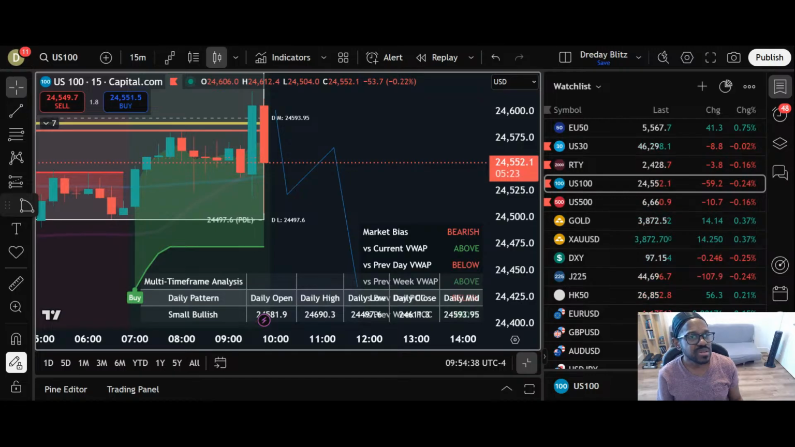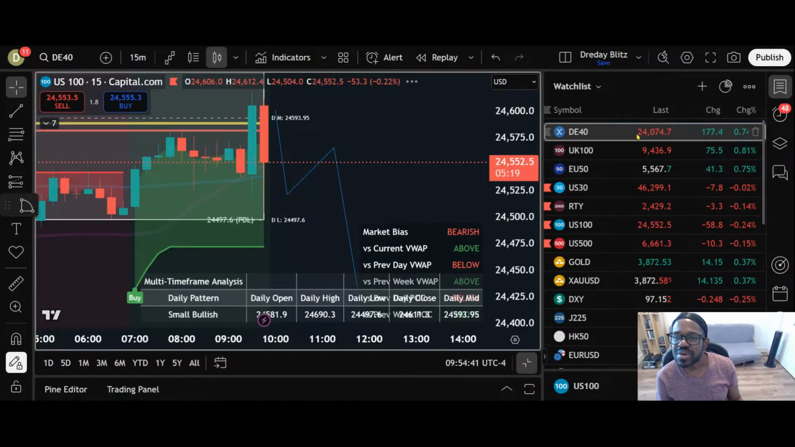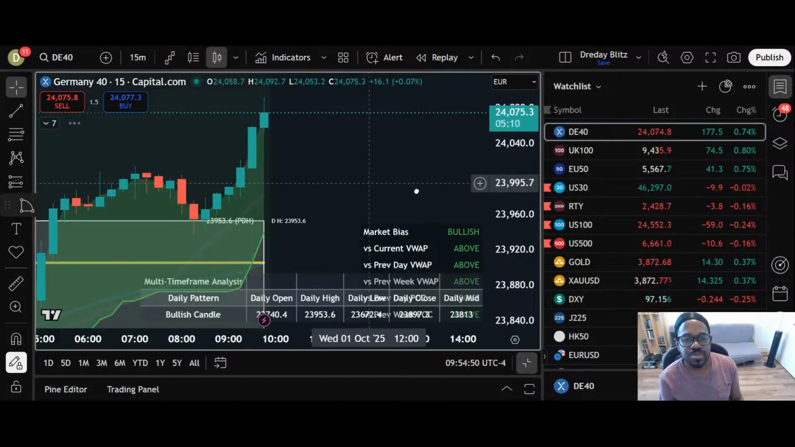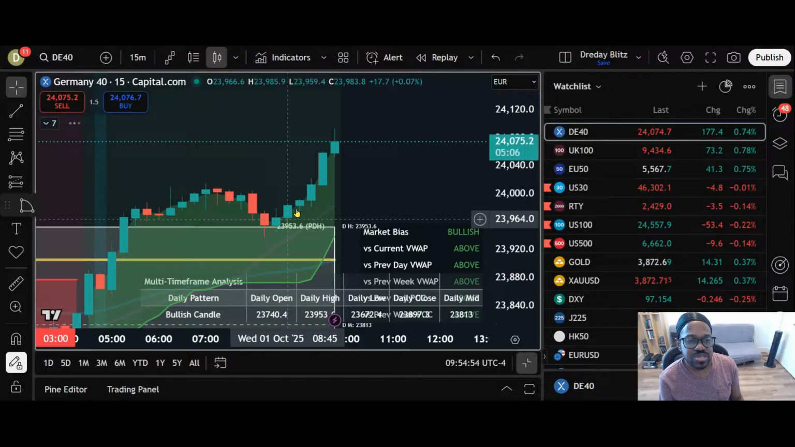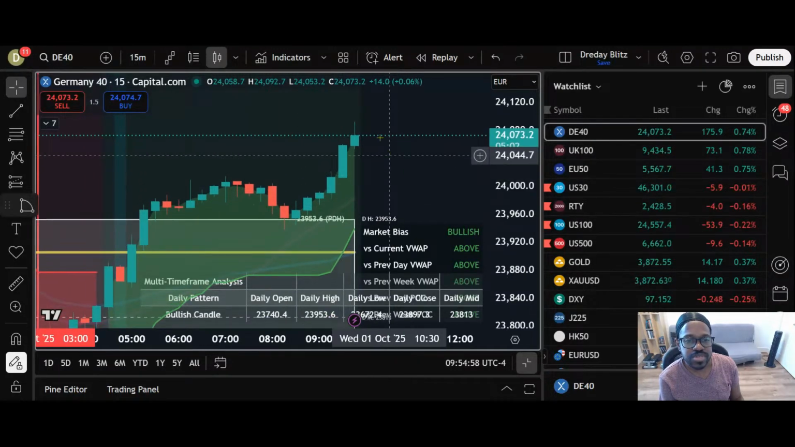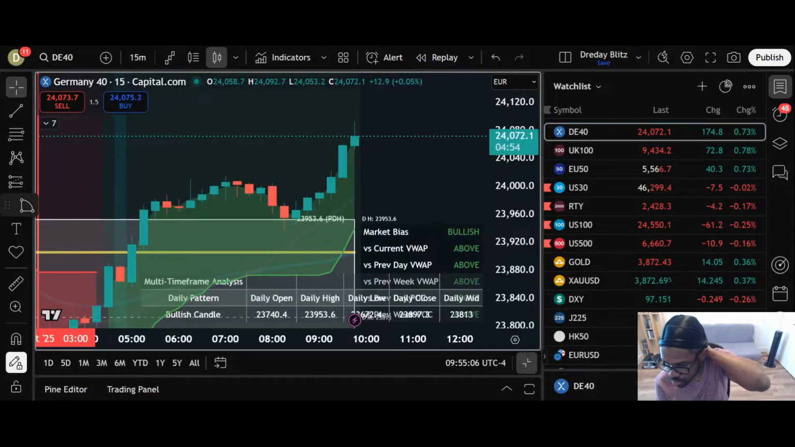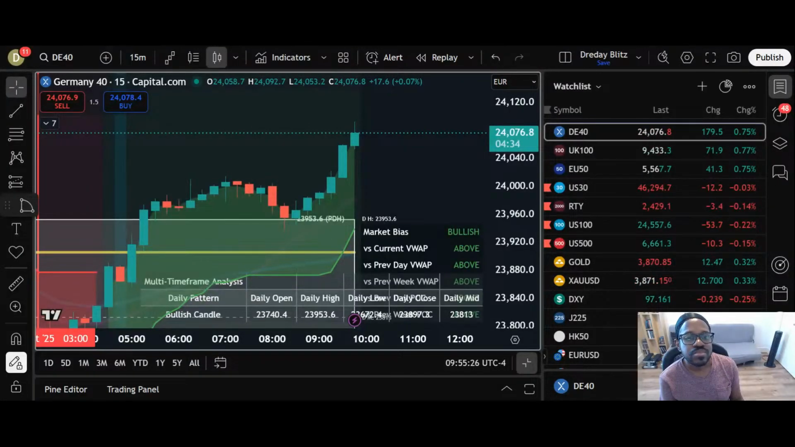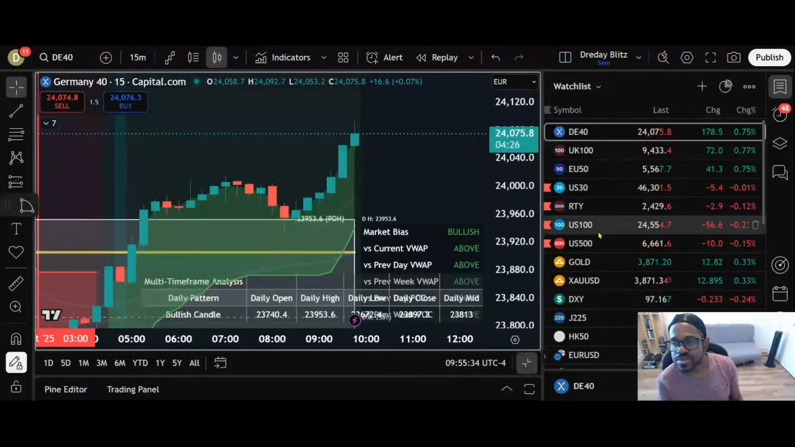And also we had the German 40. Let me go back here and see what was the signal. So the signal was a buy. So we had the German 40 buy, and we had a bounce off of previous day high. So continuation here on the upside. So the only one that you wouldn't have traded was German. Looking good, looking good. So let's go back on NASDAQ.